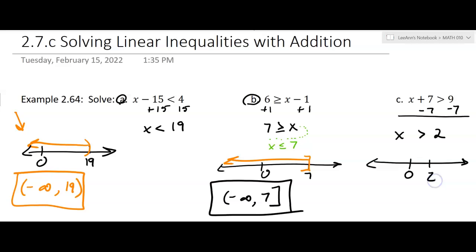Here's 2, and x is greater than 2, so I'm talking about all these numbers. So that's going to go from 2 to infinity. I have a hard time not saying infinity and beyond. Okay, so that's how we solve linear inequalities. They're a lot like equations.